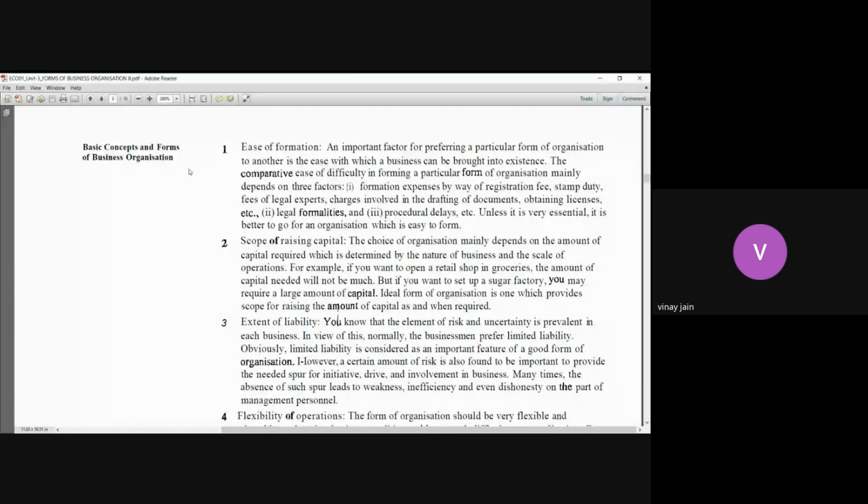Second is scope of raising capital. The choice of organization mainly depends on the amount of capital required, which is determined by the nature of business and the scale of our operations. For example, if you want to open a retail shop in groceries, the amount of capital needed will not be much. But if you want to set up a sugar factory, you may require a large amount of capital. An ideal form of organization is one which provides scope for raising the amount of capital as and when required.